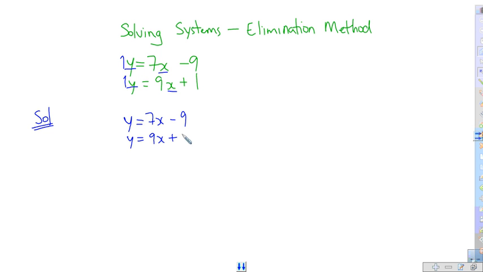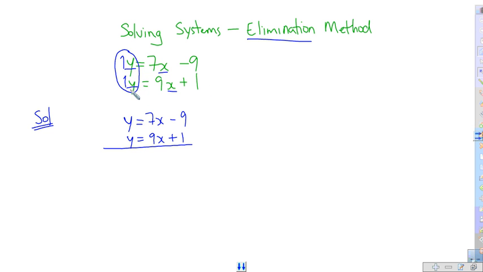And what we are going to do is add or subtract the equations. We're going to focus on the variable that has the same coefficients. In this case, the y's have the same coefficients of 1. The x's do not. 7 and 9 are not the same. So we're going to focus on these ones here, and we're going to ask ourselves, what operation should we do? Should we add the equations or should we subtract the equations to get rid of the y? Because this is the variable that we are going to eliminate. That's why it's called the elimination method.